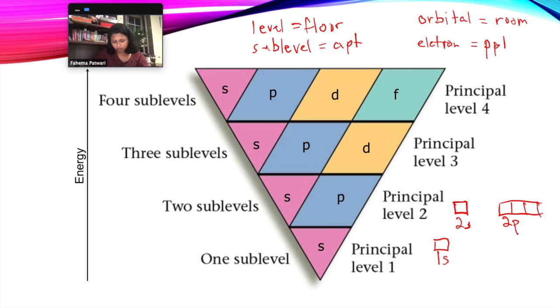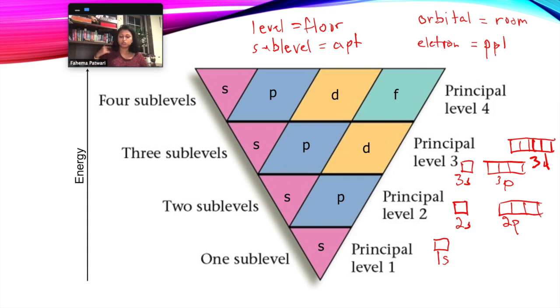The third level has this tiny apartment as well, the S apartment, but it also has the P level one, 3 rooms, and it also has one with 5 apartments in it. I mean 5 rooms in it, right? 3D. So you get the gist.